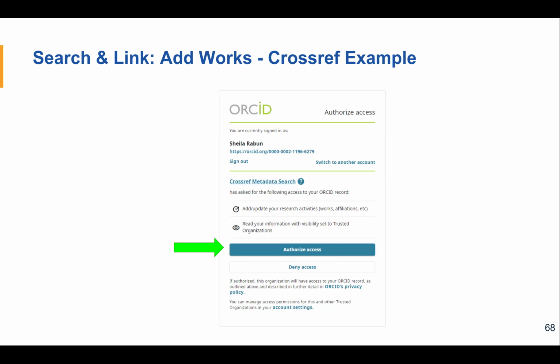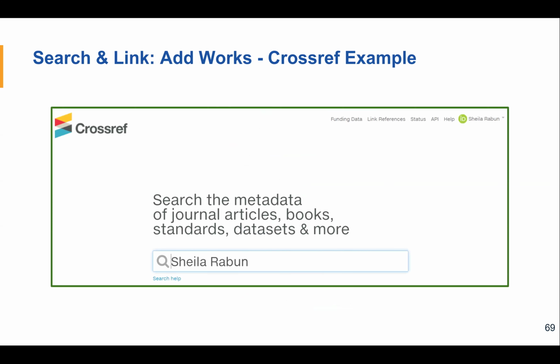When you click on that particular search and link wizard, it will take you to this page to authorize access. Once you give that authorization, you will be taken to a search page where you can search within Crossref to find your publications. You can search based on your name, which is filled in by default, or if you know the DOI for your work, you can include that as well. I will start just with names right now. We're actually using my colleague Sheila Raymond, and hit enter to launch the search.